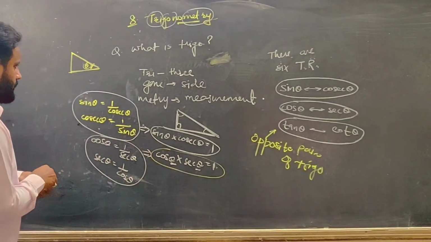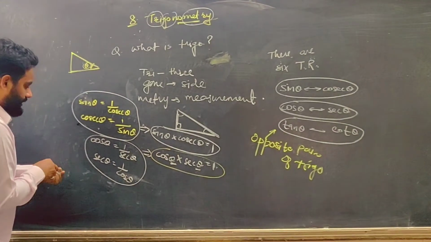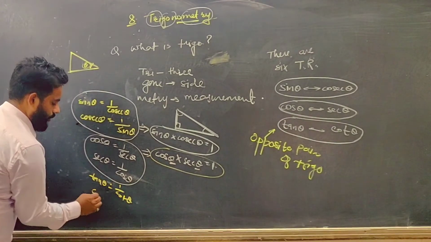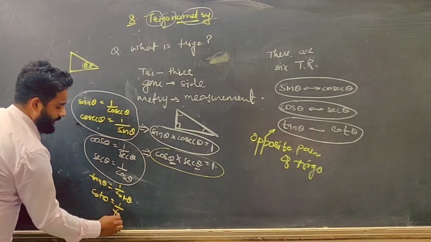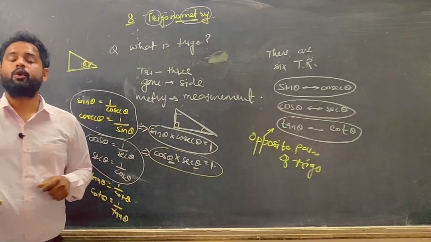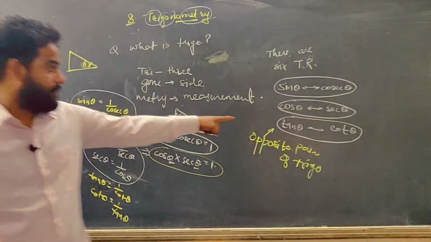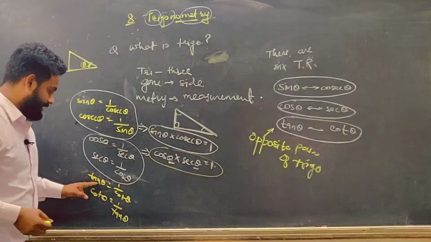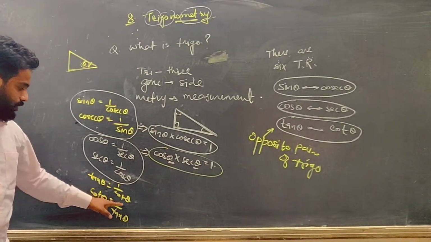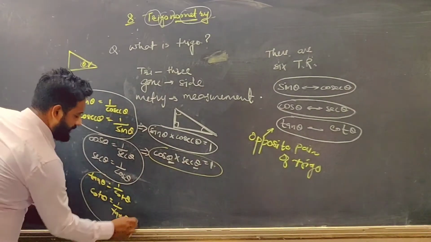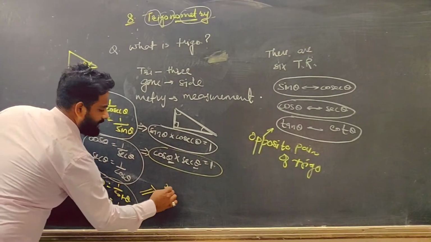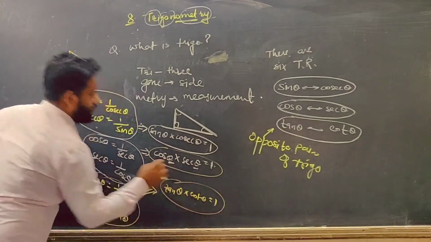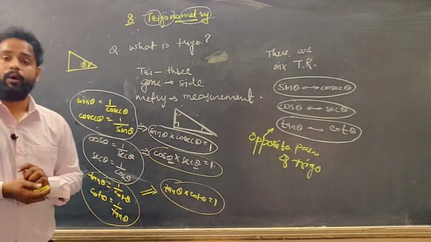And last, what is the last? Tan theta is equal to 1 upon cot theta, and cot theta is equal to 1 upon tan theta. Similarly, the remaining one is tan theta, which is a reciprocal. What is the pair of tan theta? Cot theta. So tan theta is the reciprocal of cot theta. If we multiply these two quantities, tan theta into cot theta, you are going to get the answer equal to 1.